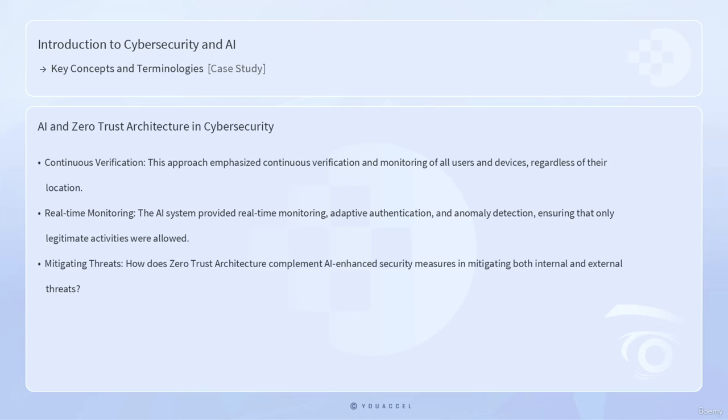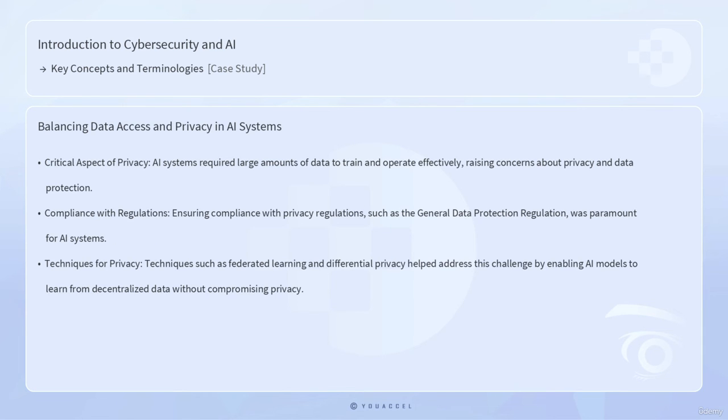The integration of AI into their cybersecurity framework also necessitated a zero-trust architecture. This approach emphasized continuous verification and monitoring of all users and devices, regardless of their location. The AI system provided real-time monitoring, adaptive authentication, and anomaly detection, ensuring that only legitimate activities were allowed. This led to a reflective question: how does zero-trust architecture complement AI-enhanced security measures in mitigating both internal and external threats?